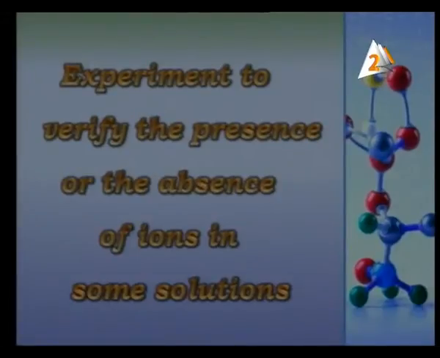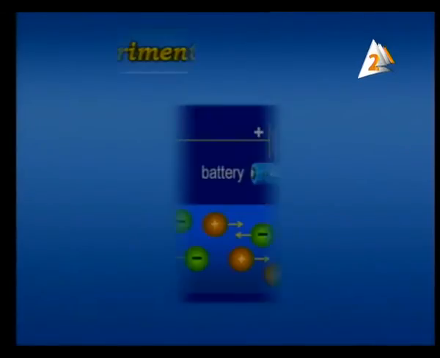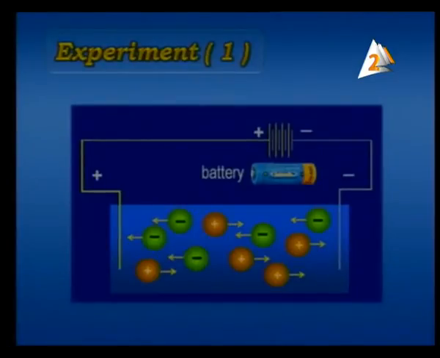My lovely students, look at this experiment to verify the presence or absence of ions in a solution. Experiment number one is about a battery. We have some wires and some kind of liquid called an electrolyte. What is meant by electrolyte here? It's a type of liquid that contains positive ions and negative ions. And here we have the battery.